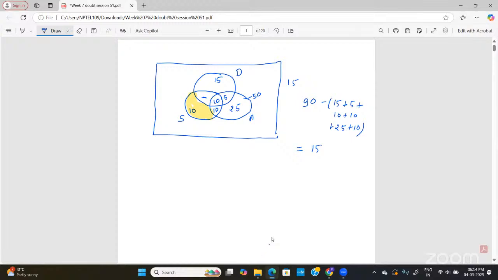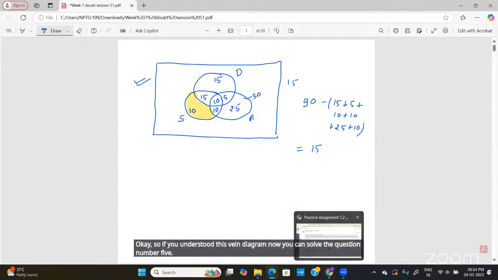Did you understand this Venn diagram? So this will be 50. Yes. Okay, so if you understood this Venn diagram, now you can solve question number 5.